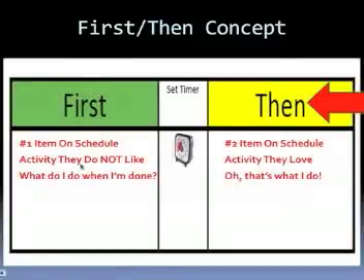One thing you can do, if you have an activity that they do not like under the first column, is set your visual timer for like 15 minutes, and then when the red is gone from the timer, it's time to do the activity that they really like. So this is a great way to pair the timer concept with a first then board.